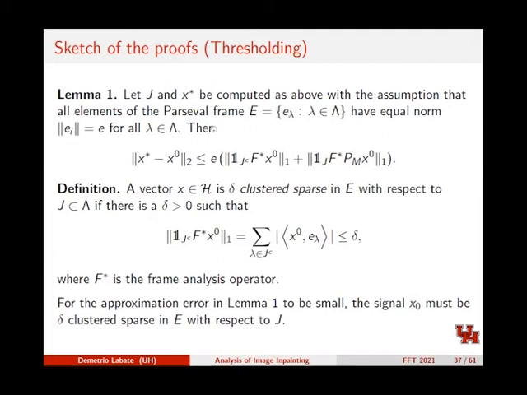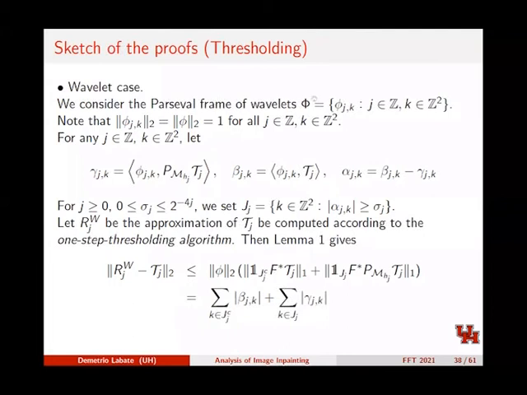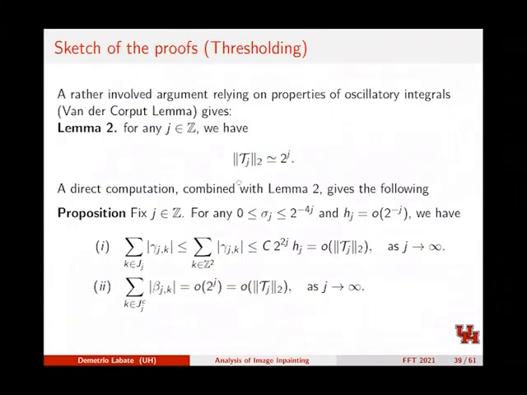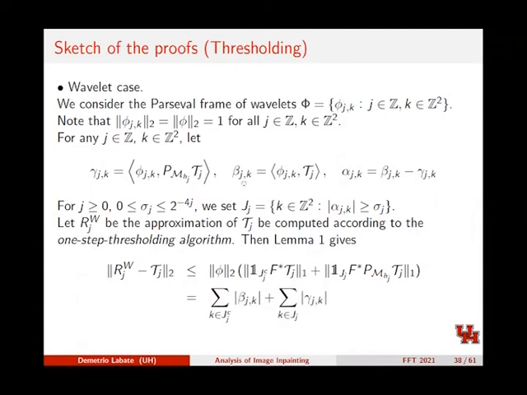And so what Lemma 1 shows is that if we want to control the approximation error, we want in particular that the signal X naught is delta cluster sparse with respect to J. Now, in the wavelet case, we look at our representation system capital Phi, where all the norms are 1. I introduce a two-index notation, the gammas and the betas. The gamma coefficients are the projection of the wavelets onto the masked version of the image, and the beta are the projection of the wavelets onto the original image. So the betas are the true coefficients, and the gammas are the approximate coefficients. My alpha, the difference of the two, will measure the error.